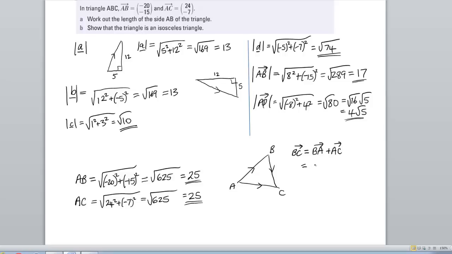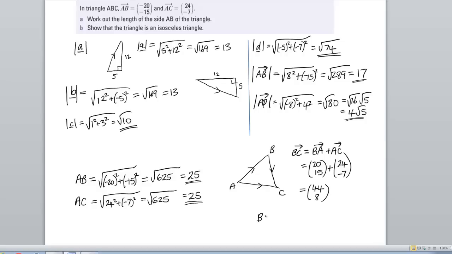Vector BA is therefore (20, 15), same magnitude as AB, but in the reverse direction. Vector AC was given (24, negative 7). So the vector BC would be (44, 8).